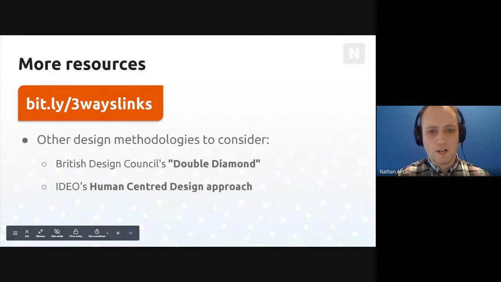It's worth considering a couple of other design methodologies that often get talked about. One is the British Design Council's Double Diamond, which is all about thinking about how we expand and then focus in, expand, focus in. That's that double diamond approach. It's worth Googling and having a look for. Another one is IDEO's human-centered design approach, which often gets mentioned too, so it's worth having a look at that one as well.